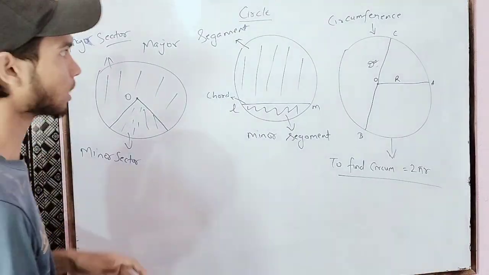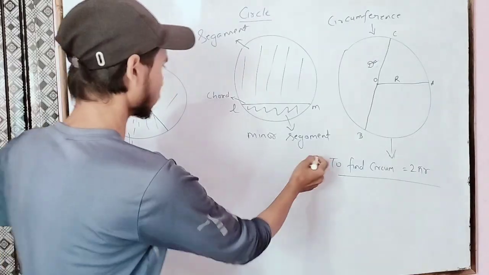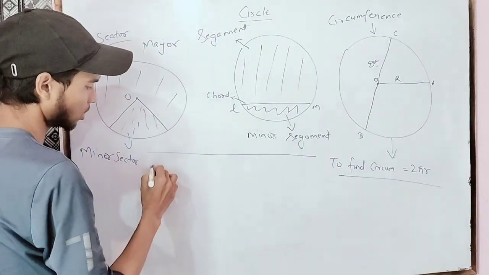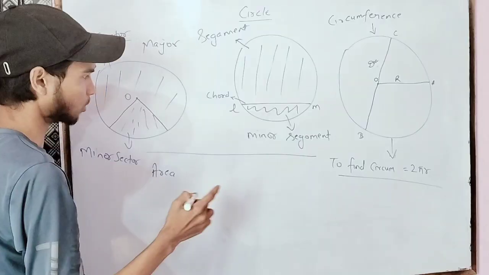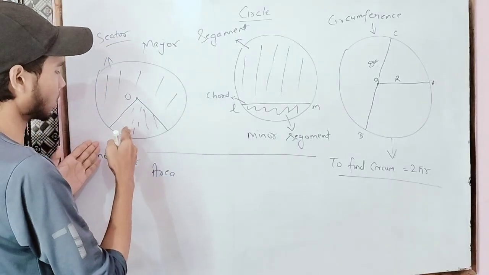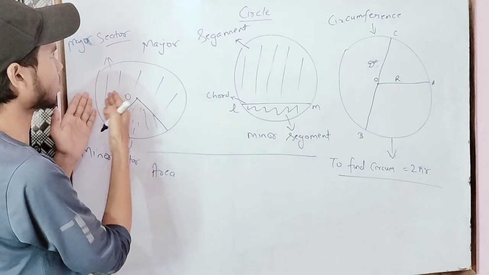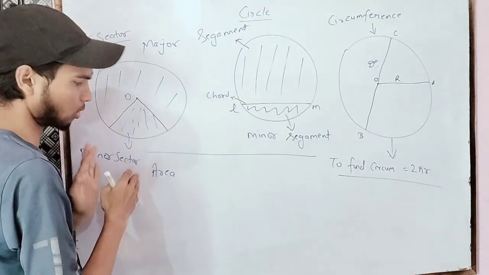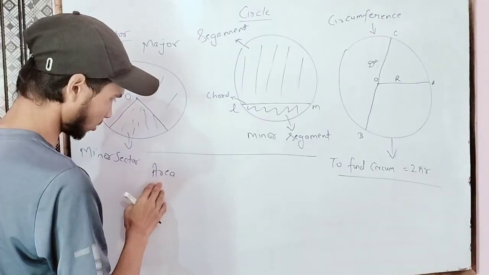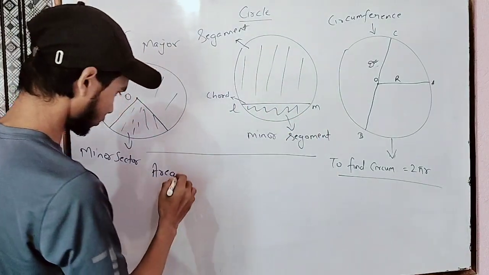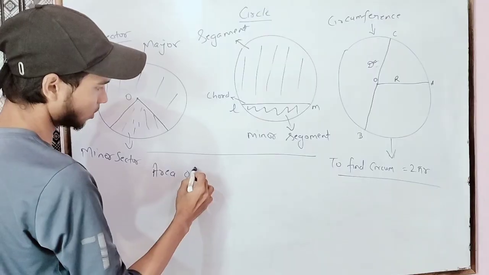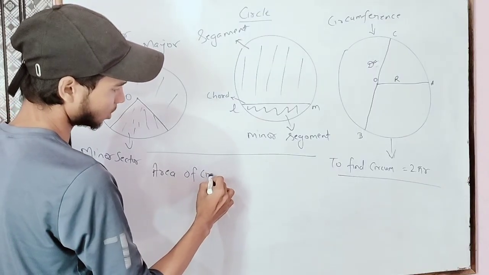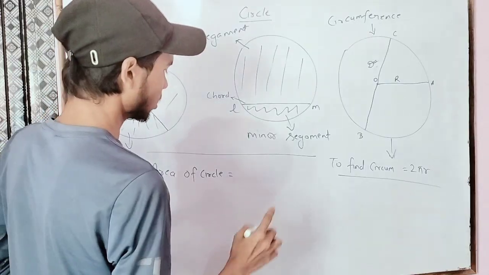What else? Area. Whole area I'm talking about. I'm not talking about the area of a minor sector of the circle or the area of a major sector of the circle. I'm not talking about this right now. I'm talking about the full area of the circle.